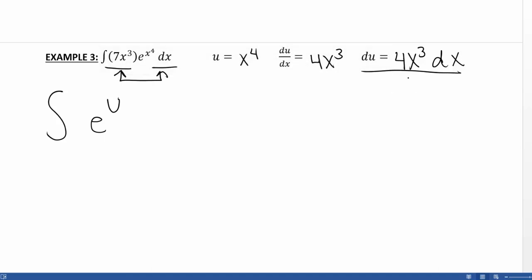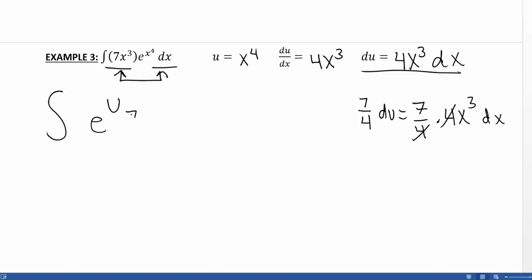I don't have a 7x cubed, I have a 4x cubed. So in order to get 7x cubed, I need to multiply both sides by 7/4 du. So again, that's just some basic algebra manipulation. So if I multiply by 7/4, the 4's are going to cancel, and that'll give me my 7x cubed dx. So 7/4 du equals 7x cubed dx.